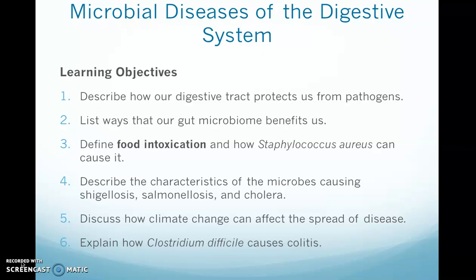Learning objectives: be able to describe how our digestive system protects us from pathogens, and ways our gut microbes can benefit us. We'll talk about food intoxications, some different intestinal infections. We'll relate those to climate change, and finally a common healthcare associated infection that some of you may deal with, Clostridium difficile.